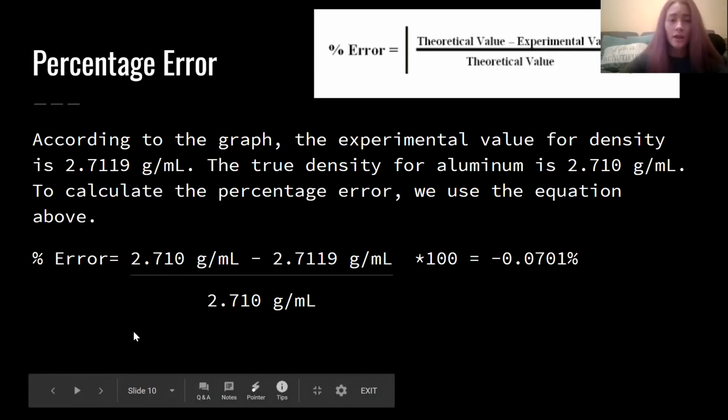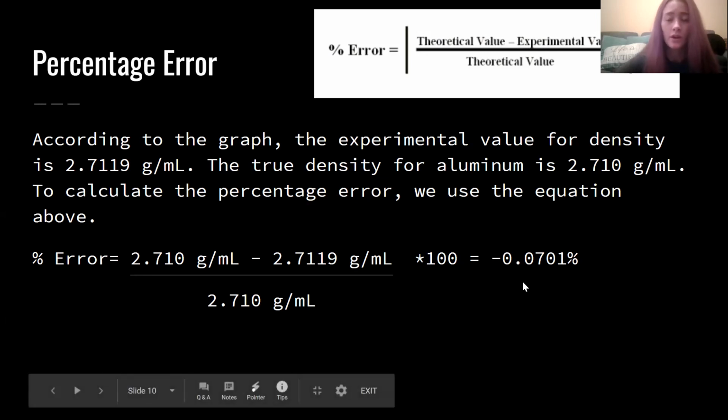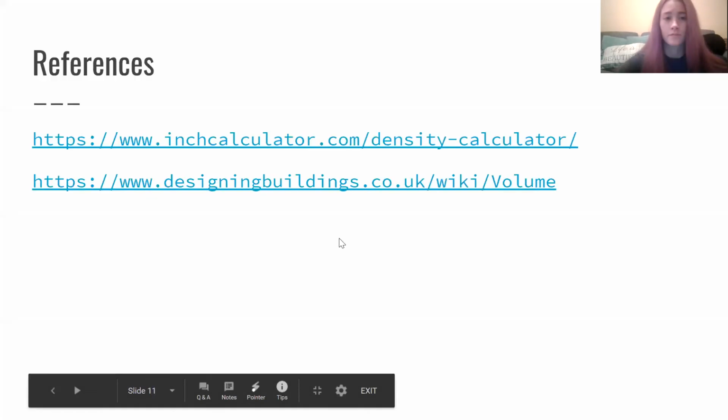Then the percent error, to figure that out, we take the theoretical value, minus the experimental value, then divide that by the theoretical value, and then times it by 100. So the answer was negative 0.0701%. And that's our reference page.